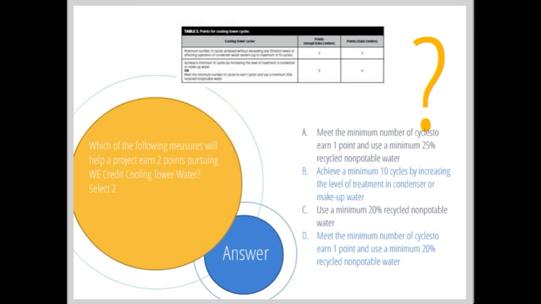All projects, including data centers, could earn up to 2 points by achieving the maximum number of cycles without exceeding any filtration levels or affecting operation of the condenser water system, up to a maximum of 10 cycles. To earn 3 points for data centers and 4 points for other projects, demonstrate one of the following. Achieve a minimum of 10 cycles by increasing the level of treatment in condenser or makeup water, or meet the minimum number of cycles to earn 1 point and use a minimum 20% recycled non-potable water.